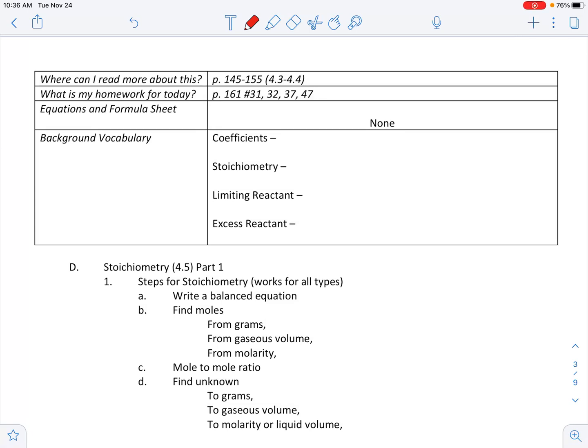Hey all, welcome back. This is going to be 4.5, but we're actually splitting 4.5 into two separate sections because of stoichiometry, and it's been a while since we've maybe done stoichiometry, so I want to make sure we review it and get it pretty solid.